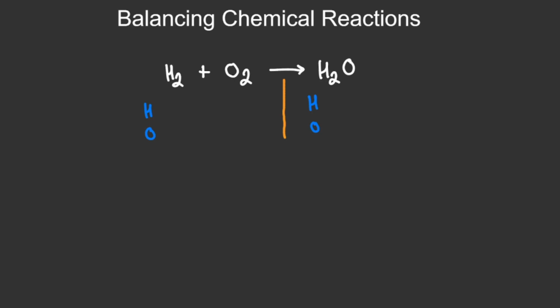So let's see. We have 2 hydrogen atoms, and we have 2 oxygen atoms. And on the product side, we have 2 hydrogen atoms and 1 oxygen atom. So the equation isn't balanced. Hydrogen is balanced, but oxygen is not. We have 2 oxygen atoms on the left, but only 1 on the right. So we need to put a coefficient of 2 in front of H2O.